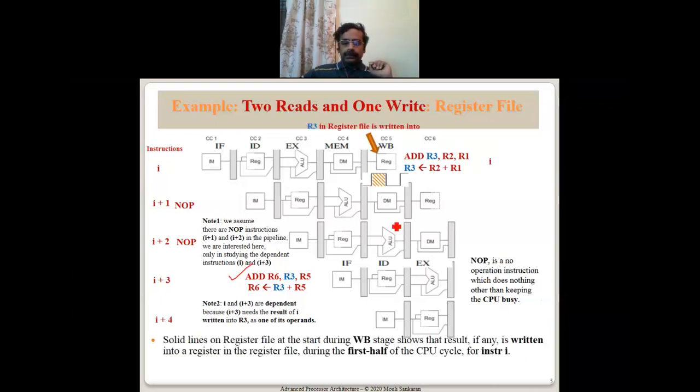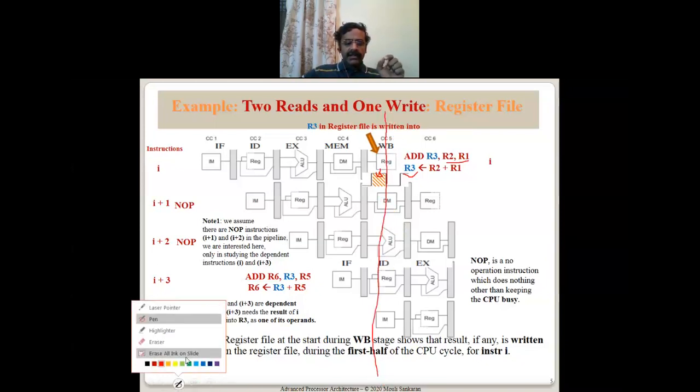Now if you recall, just in the previous slide I mentioned that this is the first half of the cycle. This is the first half of the CPU cycle. What is happening? The register set is nothing but these registers. All the registers are called the register set. The result of R1 plus R2 is written into R3 during this time. And if you see, this is a timeline. At the same time, what is happening on other stages?